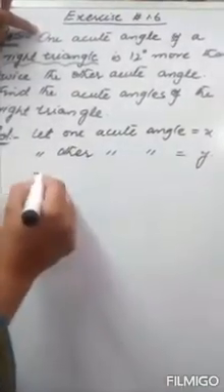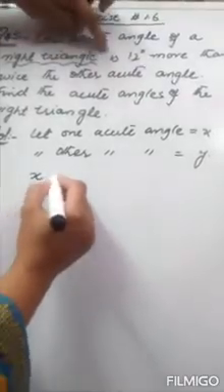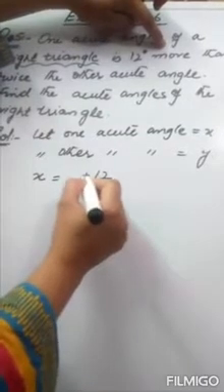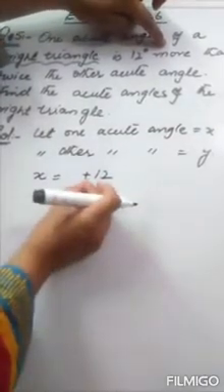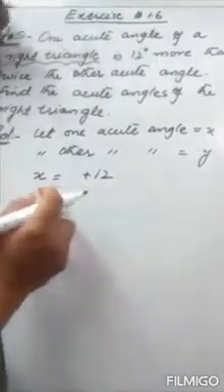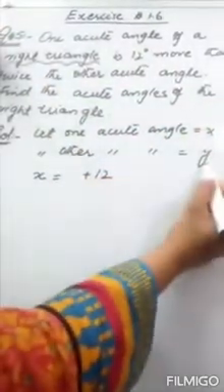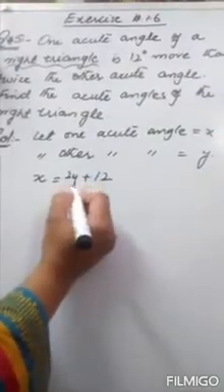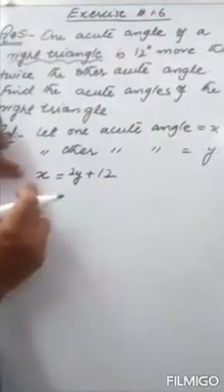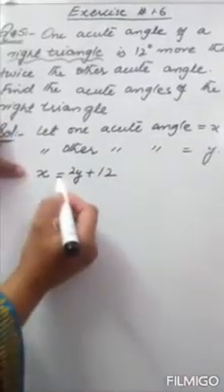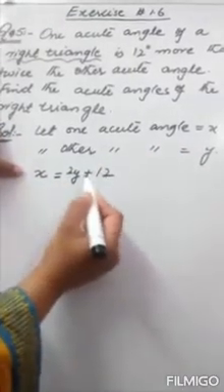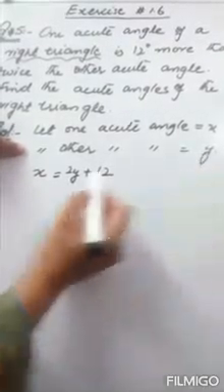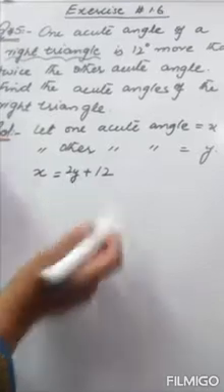So one acute angle, that is x, is equal to 12 more than twice the other acute angle. Now we will put a plus sign here. What is the other acute angle? It is y. So what will be its twice? It will be 2y, right? The other acute angle is y, so twice the other acute angle will be 2y.